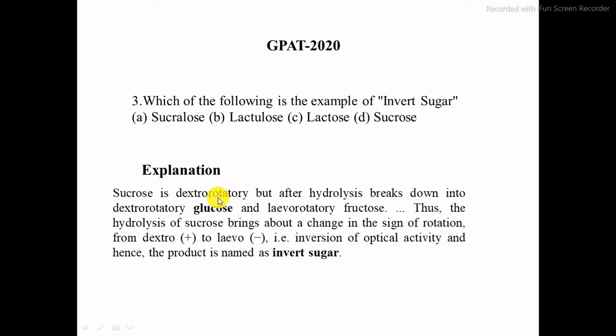So it is dextrorotatory. But when hydrolysis of sucrose takes place, it breaks down into dextrorotatory glucose and levorotatory fructose. Thus, the hydrolysis of sucrose brings about a change in the sign of rotation from dextro to levo. So here the inversion of optical activity takes place. So sucrose is named as invert sugar. So here D is the right option.